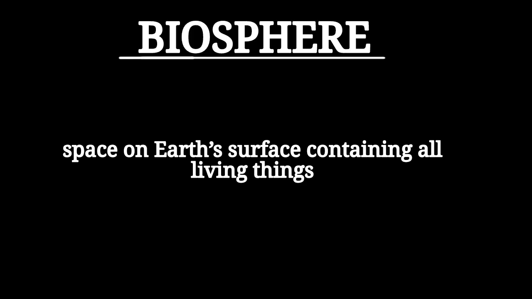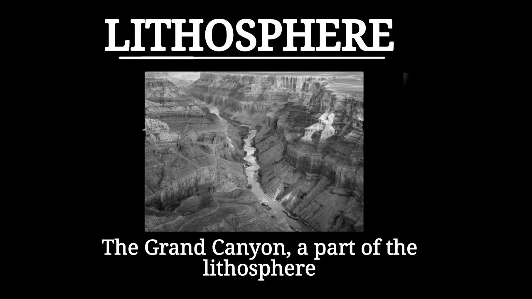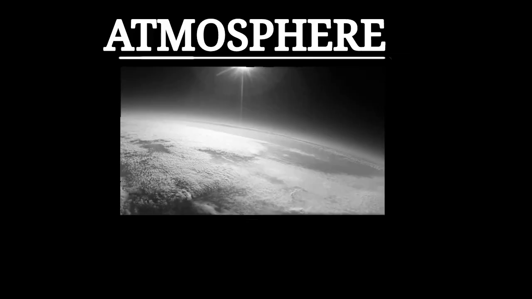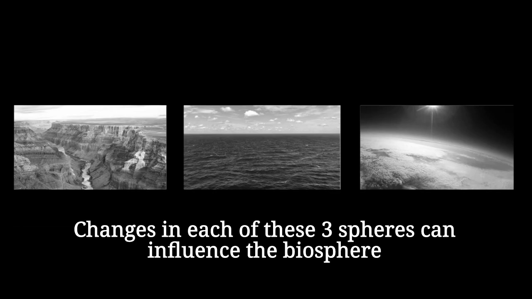The biosphere is the space on Earth's surface containing all living things. It interacts with three other spheres: the atmosphere, hydrosphere, and lithosphere. The lithosphere refers to the Earth's crust, made of rock and soil. Oceans, lakes, and rivers make up the hydrosphere. All of them are enveloped by a mass of gases called the atmosphere. Together, these three spheres come together to support the biosphere.